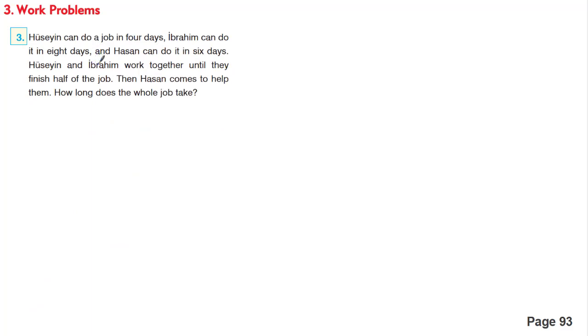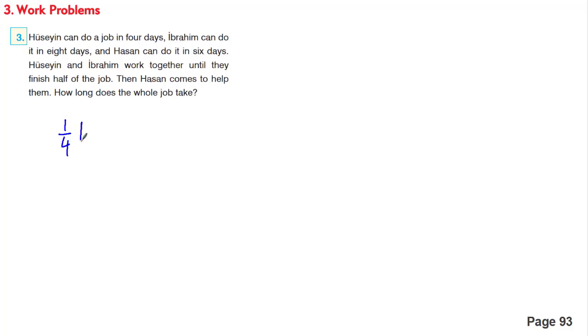Hussein can do a job in 4 days. Ibrahim can do it in 8 days. Hassan can do it in 6 days. Hussein and Ibrahim work together until they finish half of the job. Let's finish this part of the exercise first. So Hussein's work time is 4 days. So in 1 day, he does 1/4 of the job.